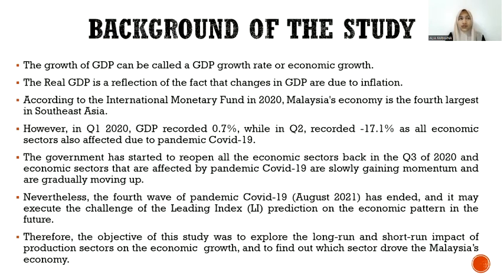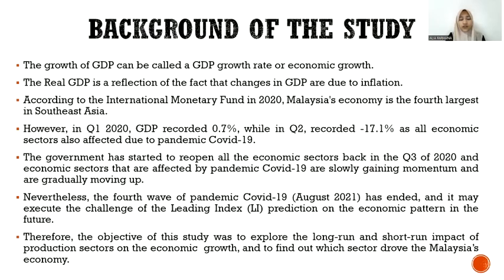However, in the first quarter of 2020, GDP recorded 0.7%, while in the second quarter it recorded negative 17.1%, as all economic sectors were affected by the COVID-19 pandemic. The government started to reopen all the economic sectors in the third quarter of 2020, and the sectors affected by the pandemic are slowly gaining momentum and gradually moving up.